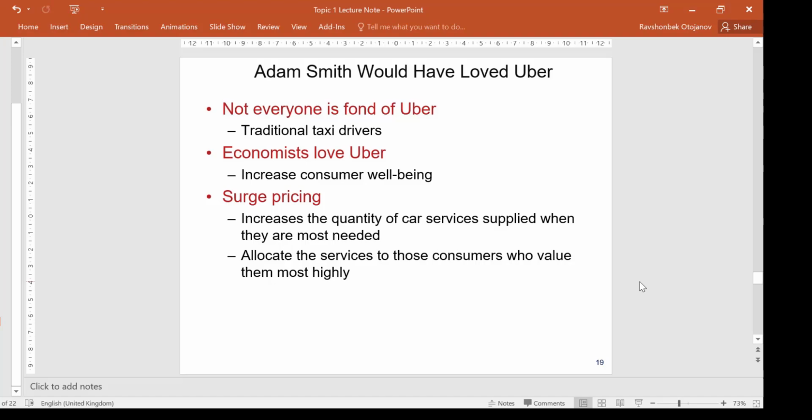Right. So, in the end, maybe traditional taxi drivers do not like Uber drivers. It is in the best interest of consumers. The outcome is socially optimal in this case. So Adam Smith would have loved Uber.